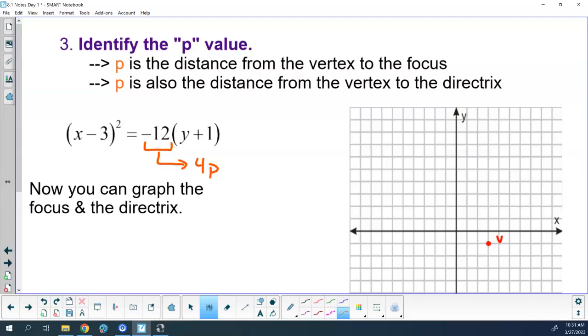So I ignore the negativity, the positive or negative of it. I don't care. I'm just looking at the number. Okay? So 4p is 12. If 4 times p is 12, what's p? P is 3. Okay? Now, p is the distance from the vertex to the focus. So which direction, up, down, left, or right, remembering step 1, that this parabola opens down, which direction from my vertex is my focus?